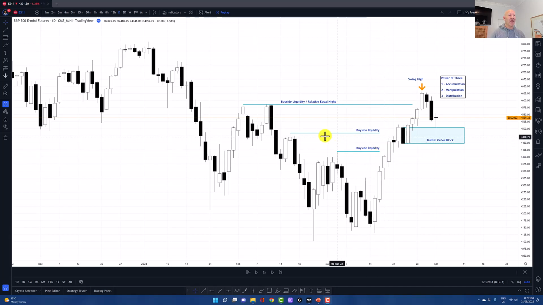Now in this particular move, you can see similarly, we've broken through that, we've taken out that buy side liquidity, and we have actually painted a swing high here.